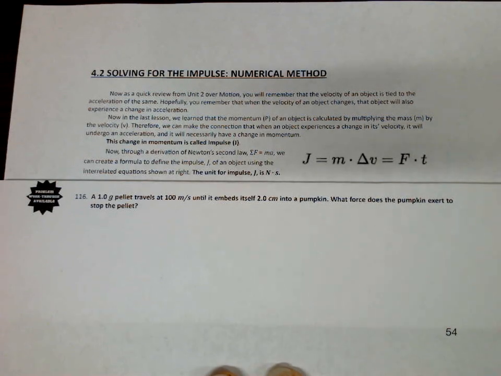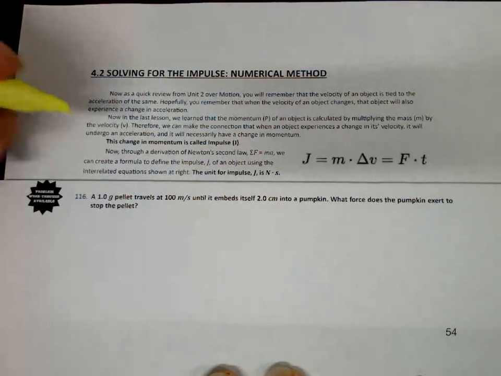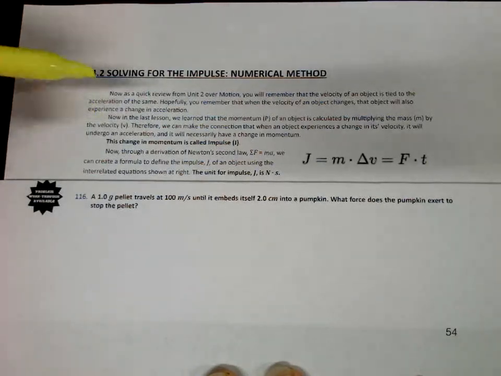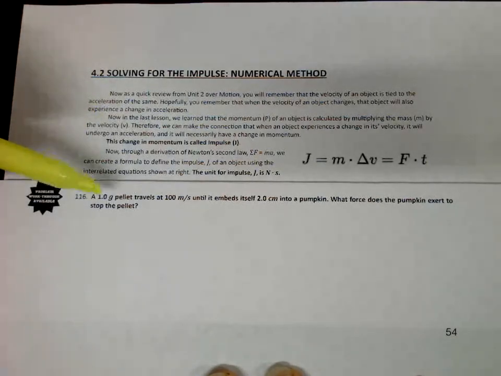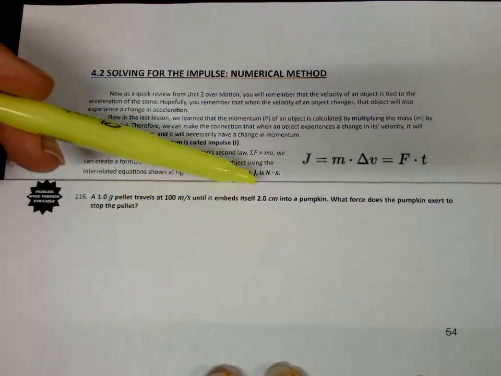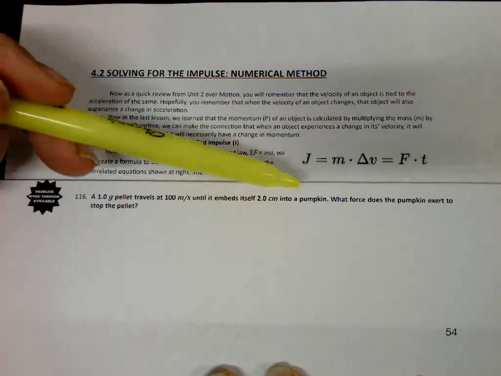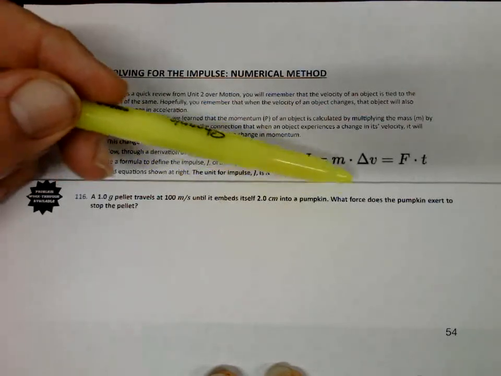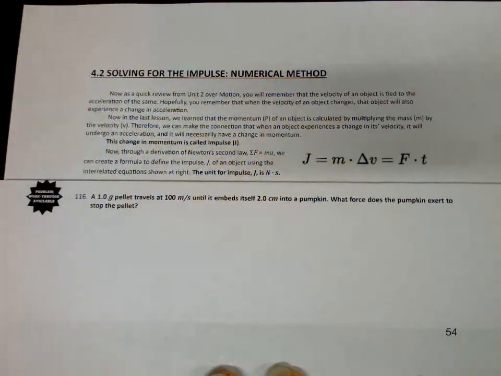This is a problem worked through for problem 116 in lesson 4.2, solving for the impulse using a numerical calculation method. In this problem, we have a 1 gram pellet traveling at 100 meters per second until it embeds itself 2 centimeters into a pumpkin. What force does the pumpkin exert to stop the pellet?